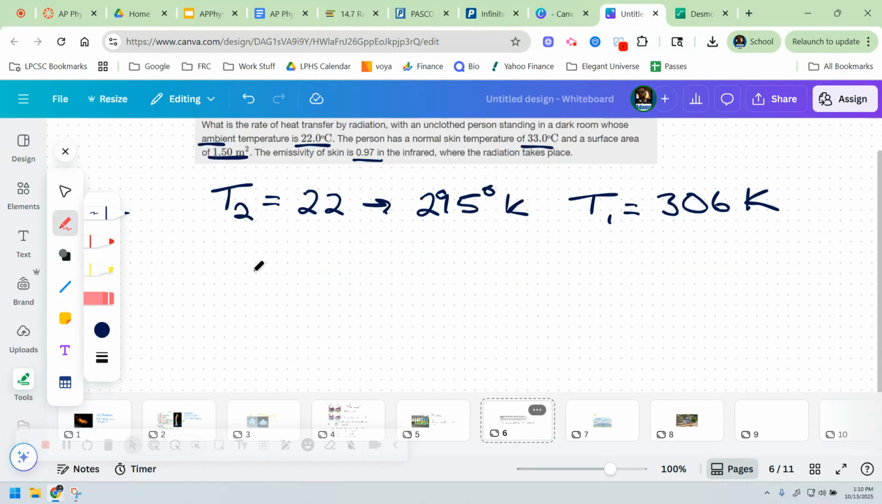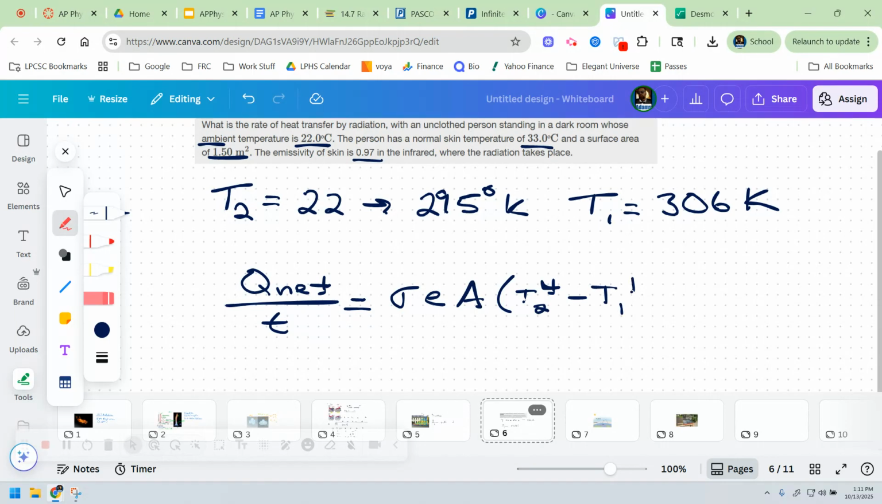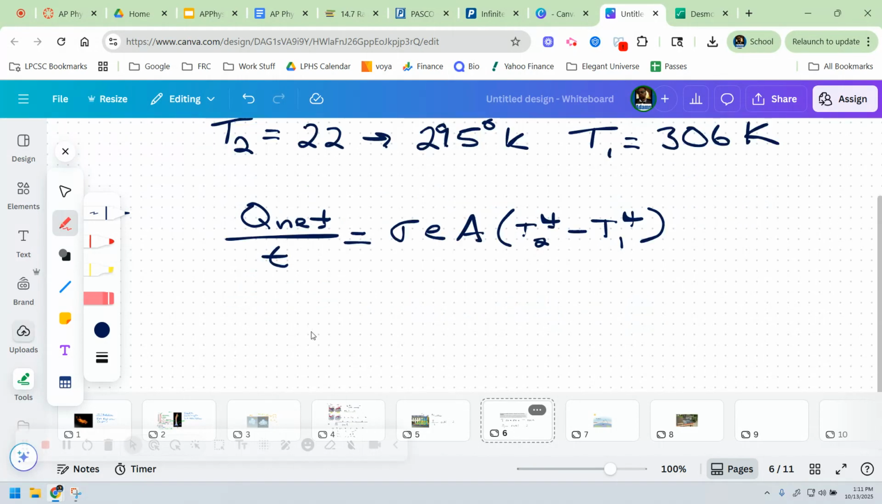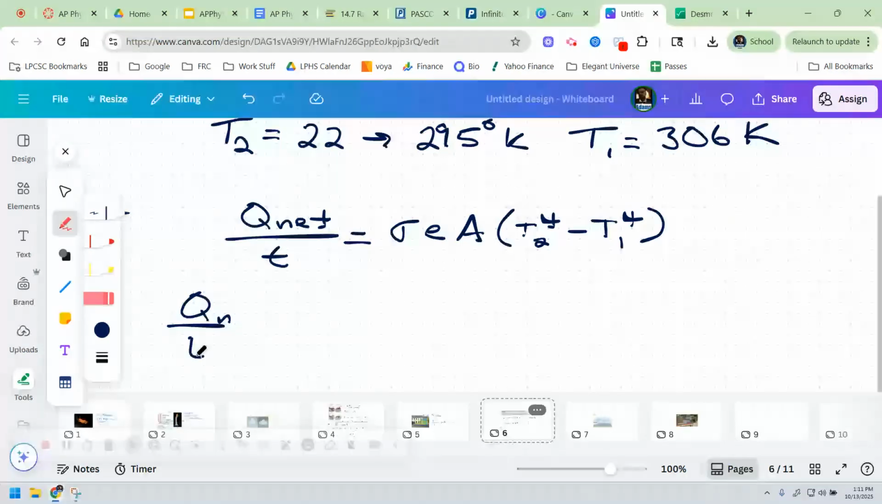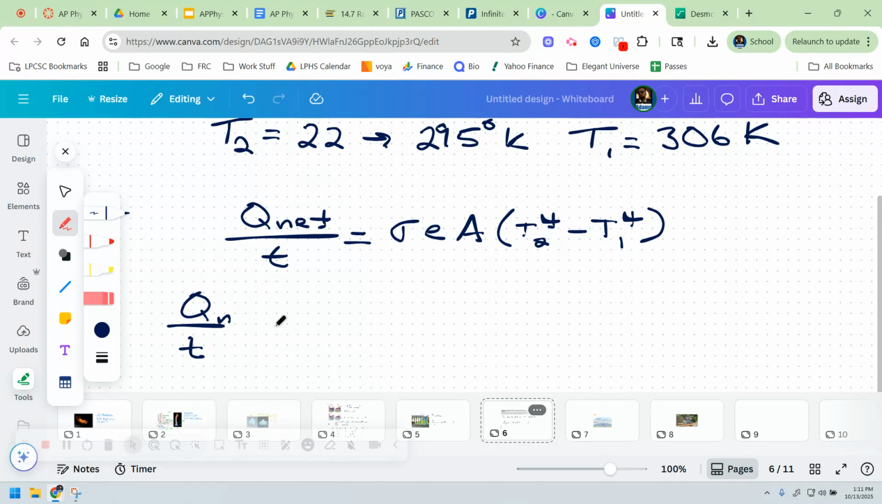And so then if I wanted to find the transfer rate, I just need to do this, which is going to be Boltzmann's constant times the emissivity times the area times the difference, T2 raised to the 4 minus T1 raised to the 4. So if I go to plug the numbers in, they were very nice to us in this example. I'm just going to put Q sub n over T. Well, what is that?